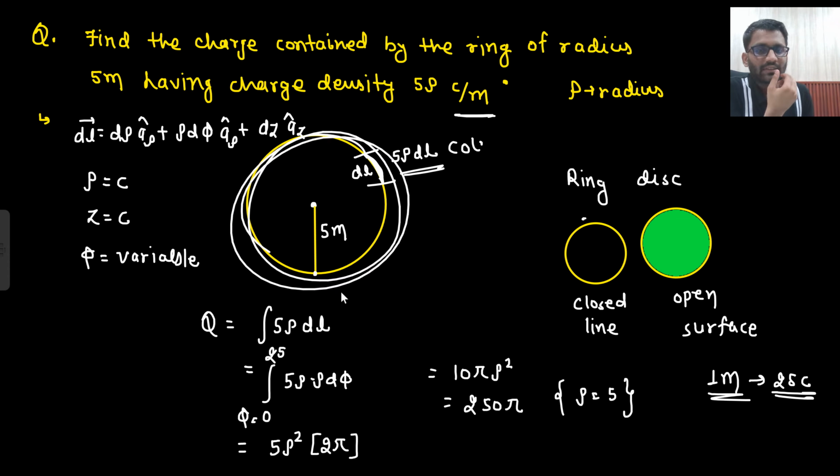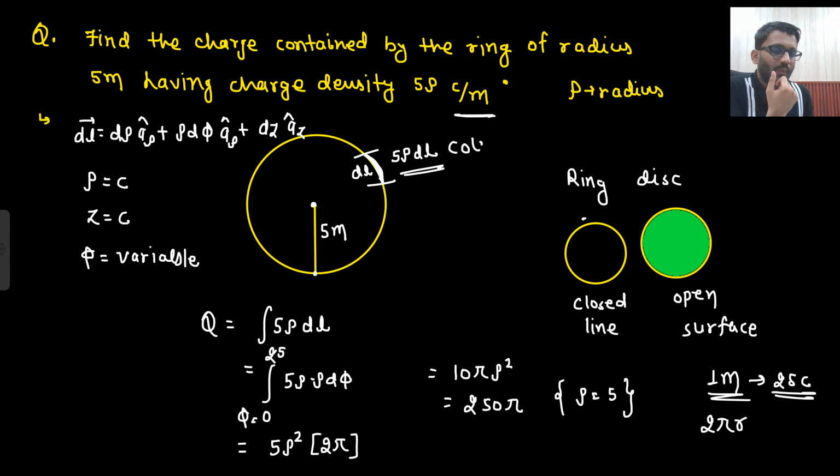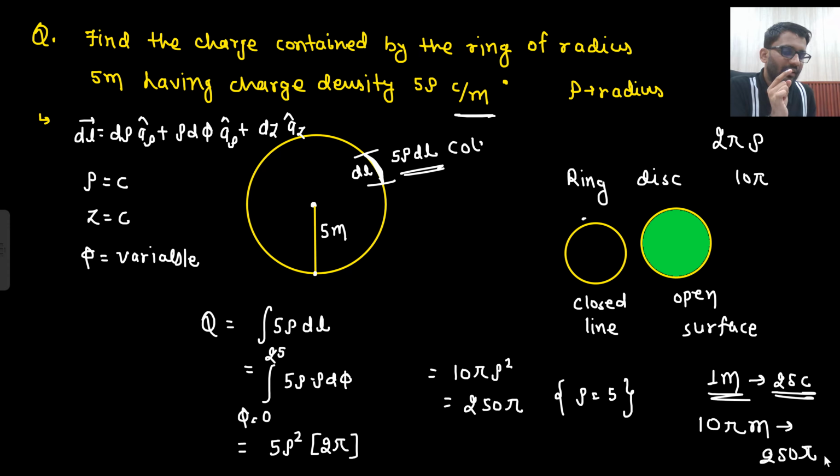What is this complete circumference? 2 pi r, or you can say 2 pi rho, and rho value is 5. So the complete circumference is 10 pi meter. So in 1 meter, 25 coulomb charge is there. So on 10 pi meter, how much charge will be there? 250 pi coulomb. So you could have solved it this way also. 250 pi coulomb charge is there.